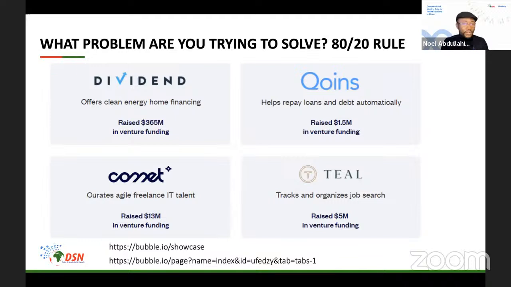And they were able to raise about $265 million in venture funding. And then we had the likes of Teal. This tracks and organizes job search. That's the problem that we're just trying to solve. You can see how simple, straightforward it is. And they were able to raise $5 million in venture funding. So it's very important that we have these brainstorming sessions where we try to define the problem we're trying to solve. Once that is done, then you want to go to work on that.